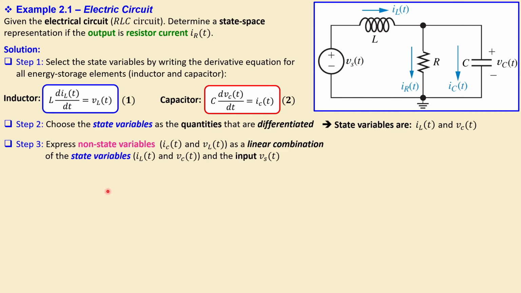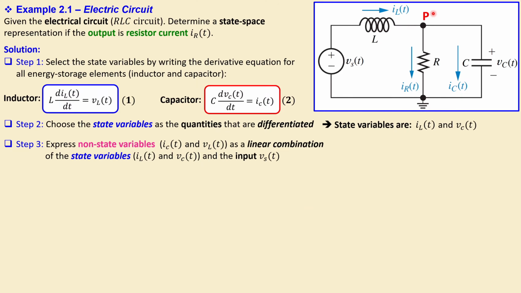Okay, now step 3 is to express the non-state variables. We have the state variables IL and VC, but the non-state variables are VL and IC, so we haven't chosen those as state variables. Now we need to express these two non-state variables as a linear combination of the state variables we have chosen and also the input. That's also important because we also have Vs. We don't forget that, of course.